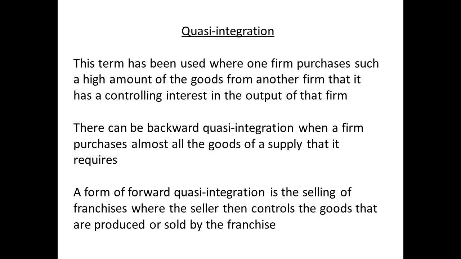Where one firm effectively controls the output of another, the term quasi-integration is used. The most common form of this, which is seen, is the selling off of franchises. In this case, the controlling firm can determine that its own products will receive priority. Gas companies may do this in order to ensure that their brand of gas is sold at the filling station.